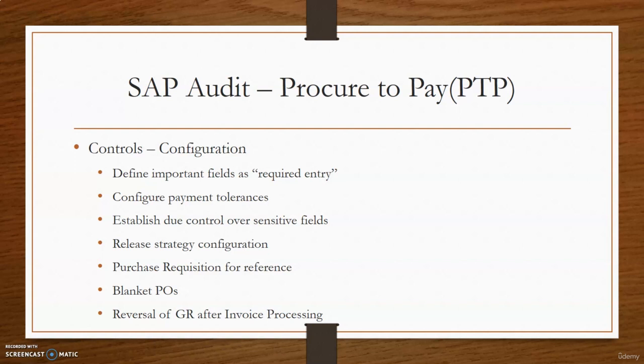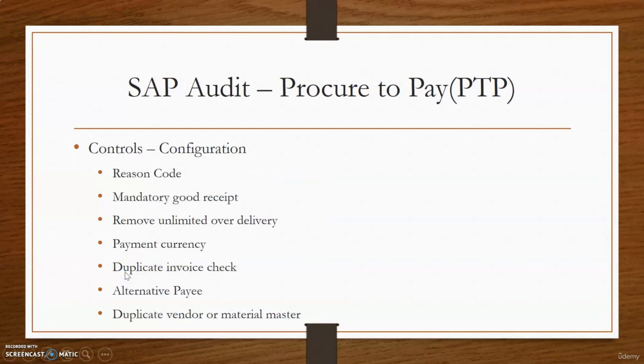This configuration is under SPRO, Material Management, Purchasing, Maintain Account Assignment Category. Inside that there is a GR indicator field, which should be ticked. Next, we can go to the next slide for that.